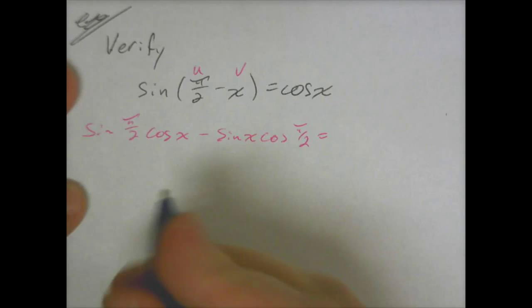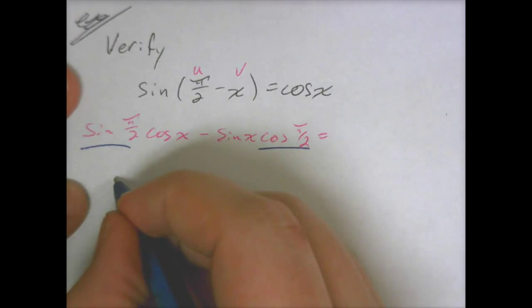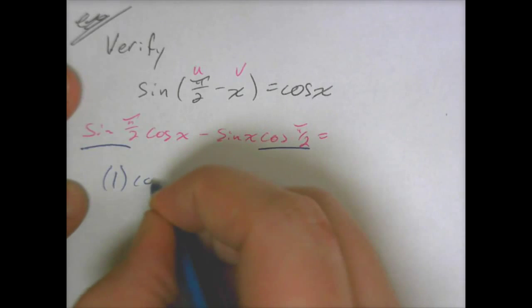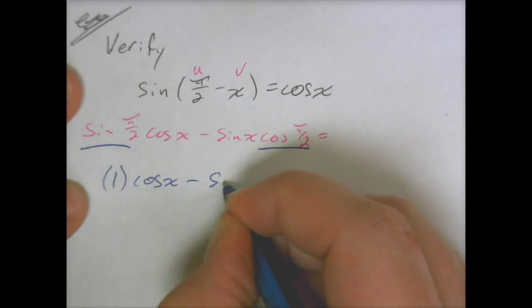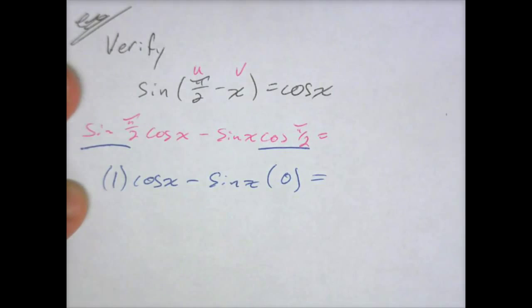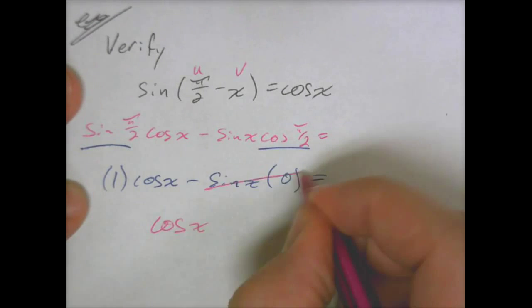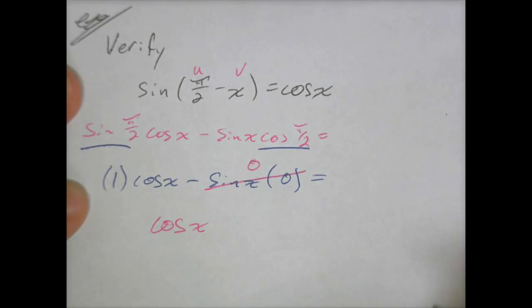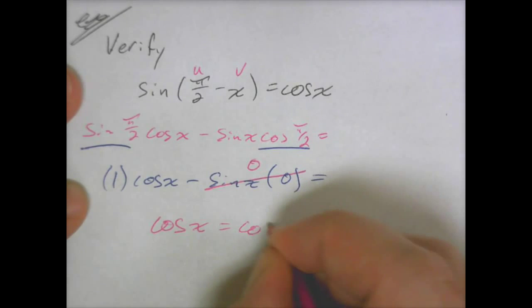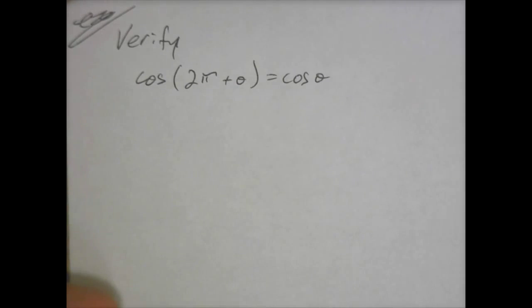Well, now I can evaluate sine of pi over 2 and cosine of pi over 2. Sine of pi over 2 is 1, so I have 1 times cosine x minus sine x times cosine of pi over 2, which is 0. 1 times cosine is just cosine. Sine times 0 is 0, so that whole thing is just equal to 0, so I have cosine equals cosine. See? Not too bad.